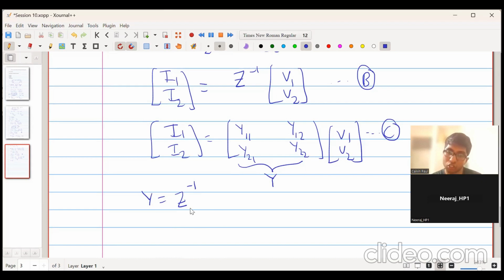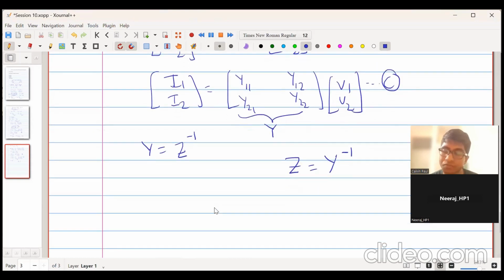One more thing. So y is equal to z inverse. So what will be z in terms of y? So we get z is equal to y inverse. And we will be using one of these two while we'll be solving one of the example sums.